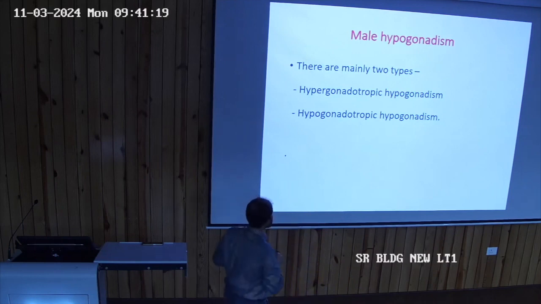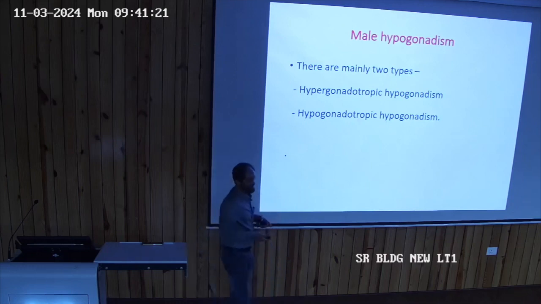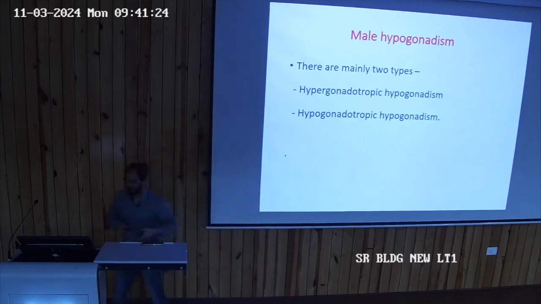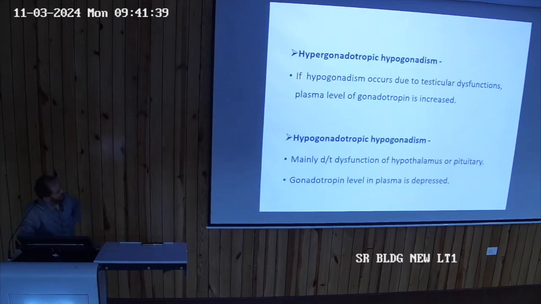Okay, if the cause is central, a defect in the pituitary or a hypothalamic defect, it will cause hypogonadotrophic hypogonadism. Testosterone is also low and the cause is central, in the pituitary gland or the hypothalamus. So if hypogonadism occurs due to testicular dysfunction, the gonadotrophin level will increase. If it is mainly due to dysfunction of the hypothalamus or pituitary, there will be hypogonadotrophic hypogonadism.